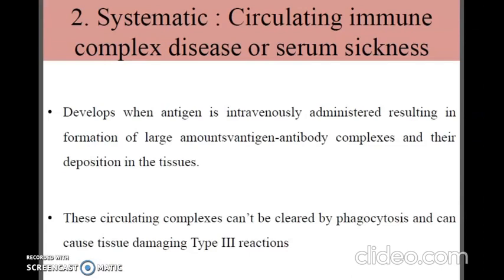Then in systemic circulating immune complex disease or serum sickness, it develops when antigen is intravenously administered, resulting in formation of large amounts of antigen-antibody complexes and their deposition in the tissues. These circulating complexes can't be cleared by phagocytosis and can cause tissue damaging type 3 reactions.